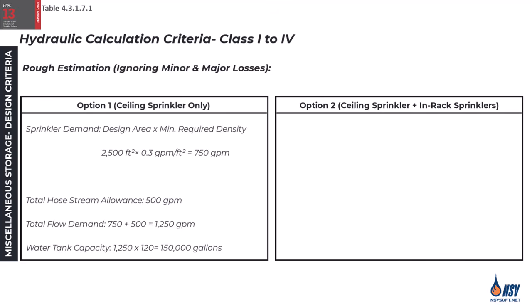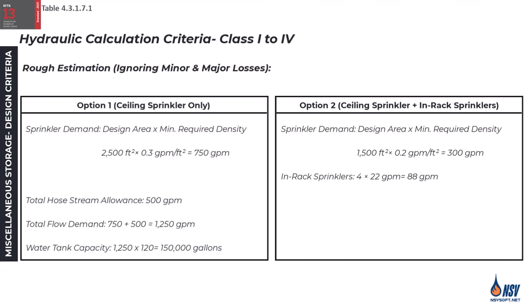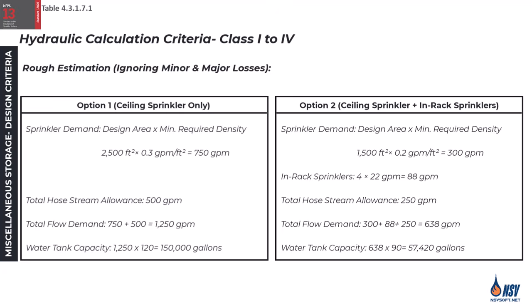If we choose the second option, which combines ceiling and in-rack sprinklers, the ceiling sprinklers would be designed based on ordinary hazard group 2, requiring a flow of 300 gallons per minute. The in-rack sprinklers, based on the hydraulically most demanding 4 adjacent sprinklers at a minimum of 22 gallons per minute each, would contribute 88 gallons per minute. Adding the total hose allowance of 250 gallons per minute, the total system demand would be 638 gallons per minute. This would necessitate a water tank capacity of 57,420 gallons to provide the required 90 minutes of duration.